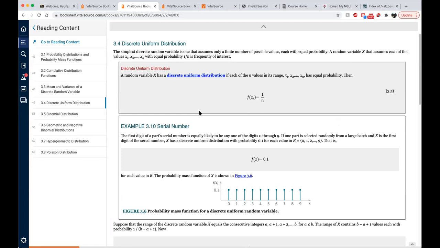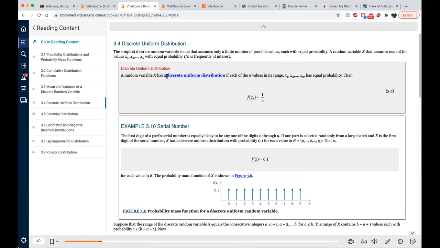Okay, the first one is the discrete uniform distribution. In a discrete uniform distribution, you can see a certain range, probably an interval, for example, 2 to 5. And then there are a finite number of outcomes, and each outcome has an equal probability. So here's the definition of the discrete uniform distribution.